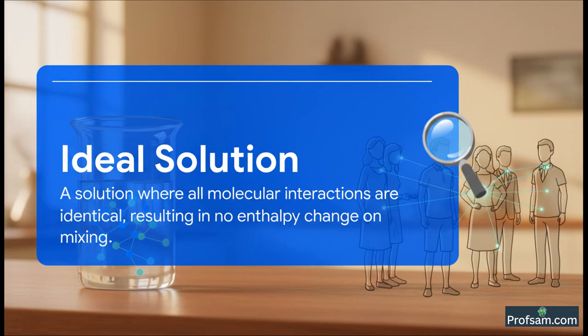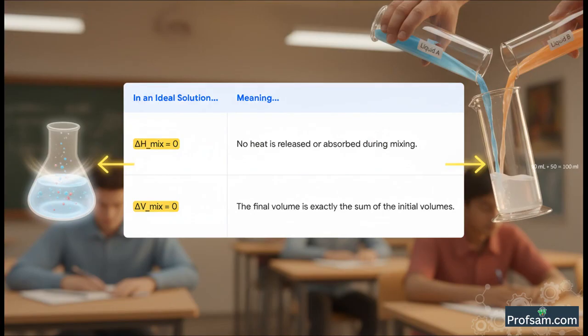So the crucial point, and the definition for your exams, is this. In an ideal solution, the interactions between all the molecules are identical. This means the force between two solute molecules, two solvent molecules, or between a solute and a solvent molecule are all exactly the same. They are, you could say, completely indifferent to who their neighbors are. Now, this indifference has two very important consequences.